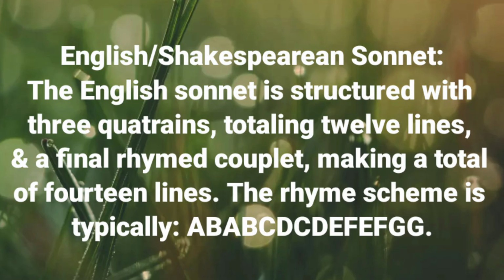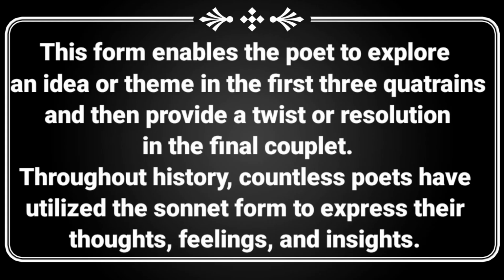The second sonnet is called the English or the Shakespearean sonnet. The English sonnet is structured with 3 quatrains totaling 12 lines and a final rhymed couplet, making a total of 14 lines. The rhyme scheme is typically AB, AB, CD, CD, EF, EF, G, G. This form enables the poet to explore an idea or theme in the first 3 quatrains and then provide a twist or resolution in the final couplet.